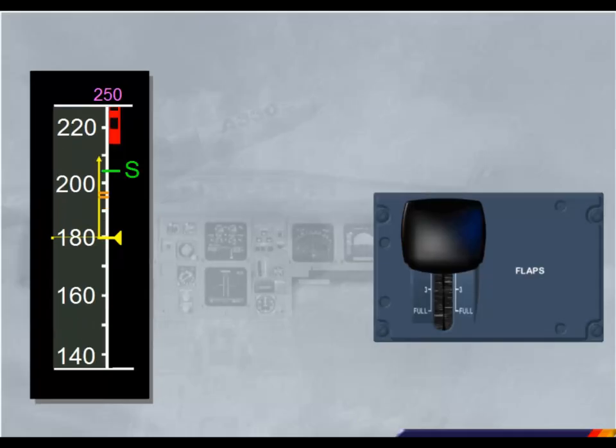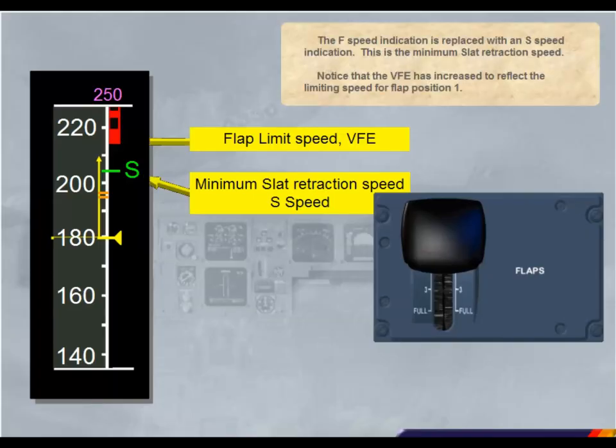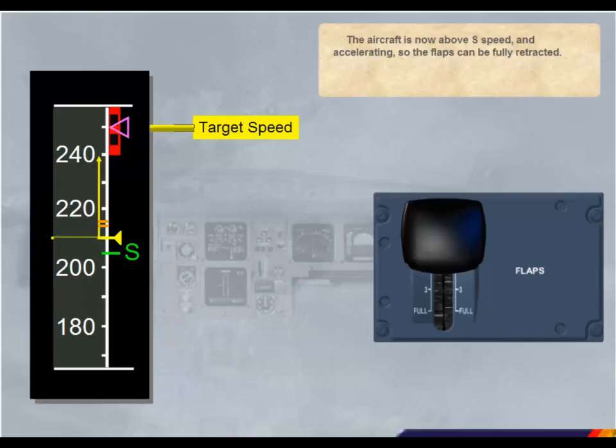The F-speed indication is replaced with an S-speed indication. This is the minimum slat retraction speed. Notice that the VFE has increased to reflect the limiting speed for flap position 1. The aircraft is now above S-speed and accelerating, so the flaps can be fully retracted. Click on the flap lever.